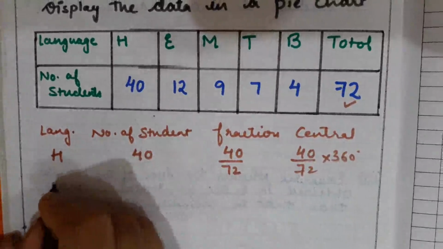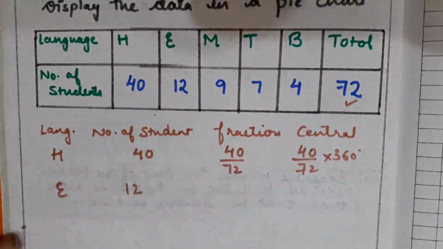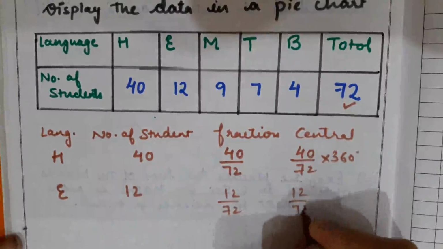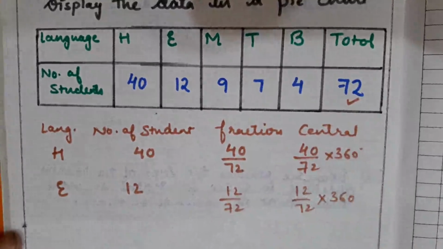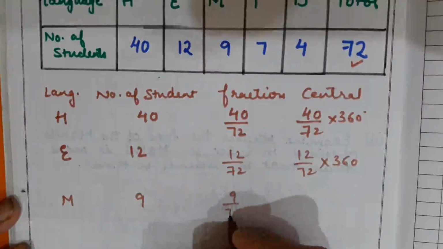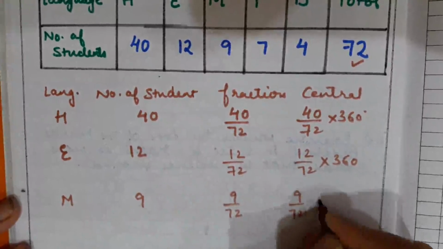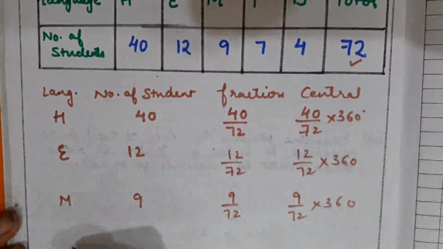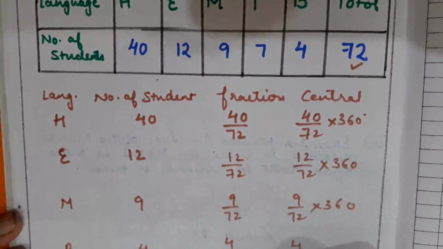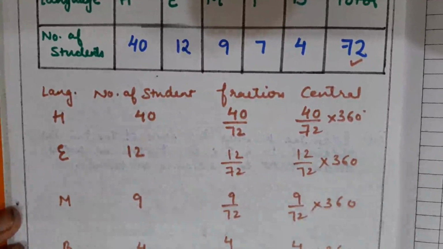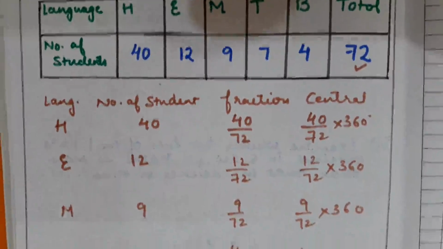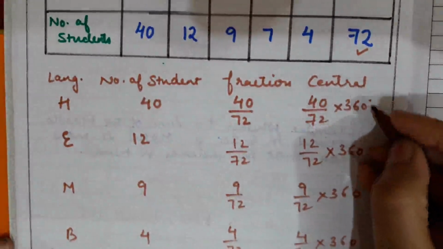Then next is English. English is 12 upon 72, 12 upon 72 into 360. Then we have Marathi, 9 upon 72. 9 upon 72 into 360 you can solve. Then Bengali, 4 upon 72. 4 upon 72 into 360, in this way. Now calculate the answer. How can you get the solution for this?